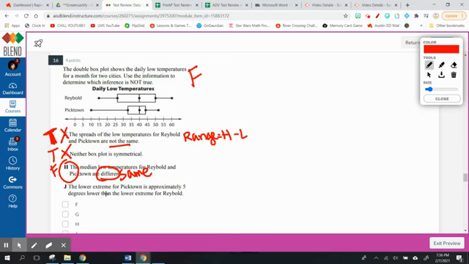The low extreme, that's these nuggets, for Picktown is approximately 5 degrees lower than the extreme. Ooh, see how it said approximately, so it might not be exact. That looks like that's true. All right, so H is our correct answer for 16.